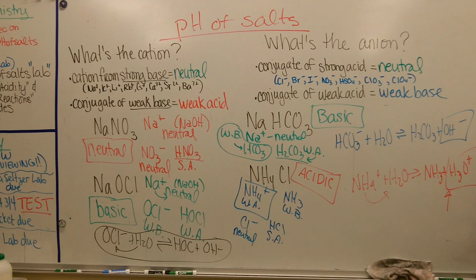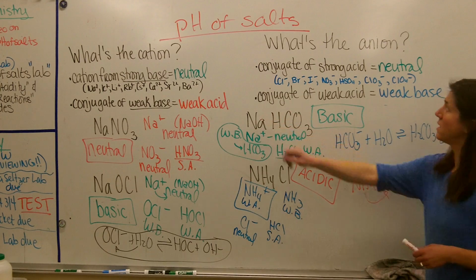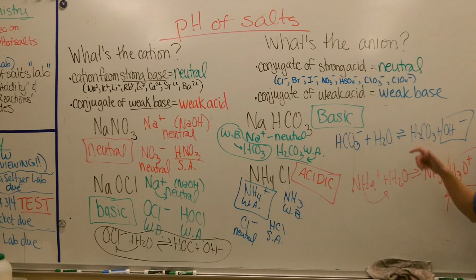So that's how you determine the pH of salts. Look at the cation, look at the anion, ask yourself, does the cation come from a strong base or a weak base? Does the anion come from a strong acid or a weak acid?